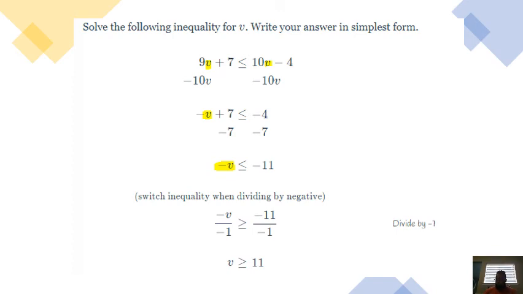Now here comes the rule where we switch the sign if we multiply or divide by a negative number. We have to divide by negative 1 to get v by itself, because that negative is not v, it's negative v. So to get rid of the negative, we're going to divide both sides by negative 1. That gives us positive v. But what you'll notice is that when you do that, the sign just went from less than or equal to greater than or equal to. Alright, that's the only time we change the sign.